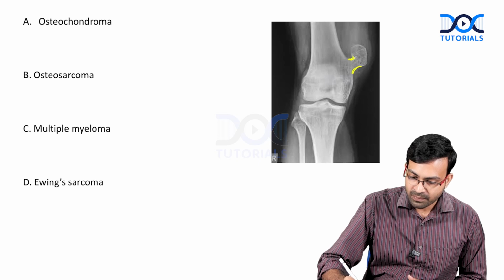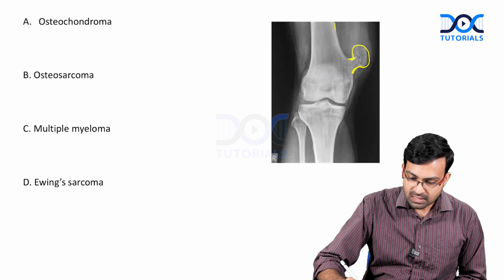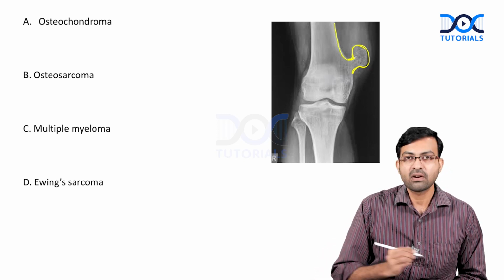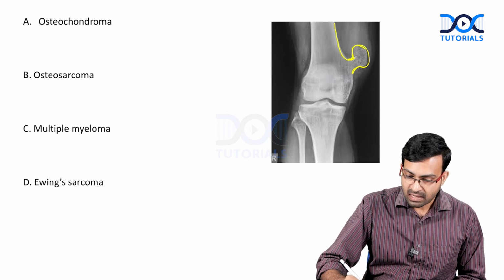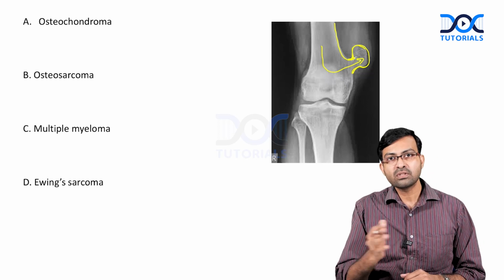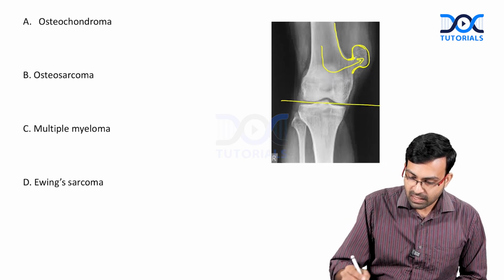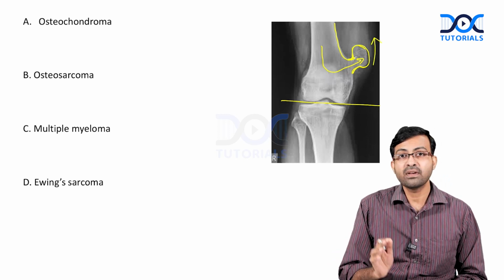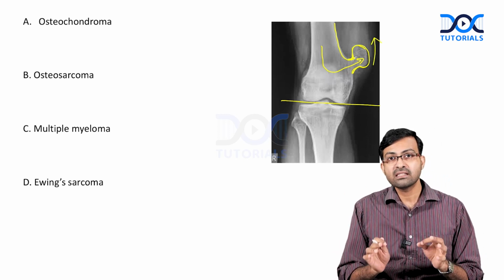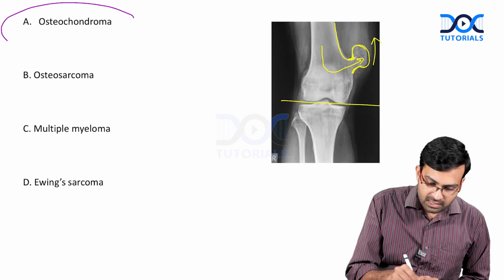There is a pedicle and there is a bulbous end like this. And if you look closely, you will see that the cortex of the parent bone is continuing with the cortex of the tumor. Similarly, the medullary canal of the parent bone is continuing into the tumor. Again, if you look at the direction of growth, this is your knee joint. And what is the direction of growth? It is away from the knee joint. All these are classical findings you see in osteochondroma. So that is our answer here.